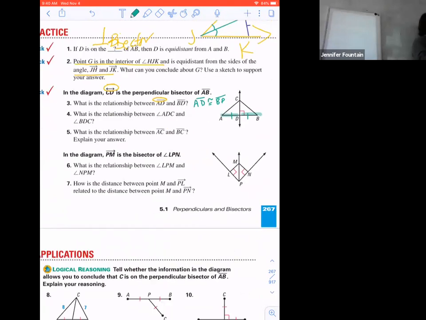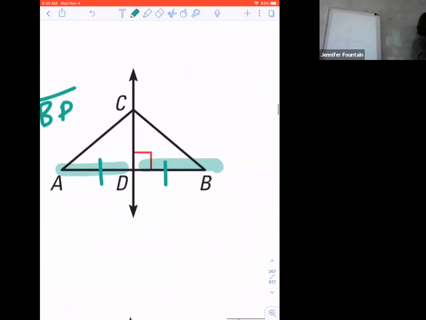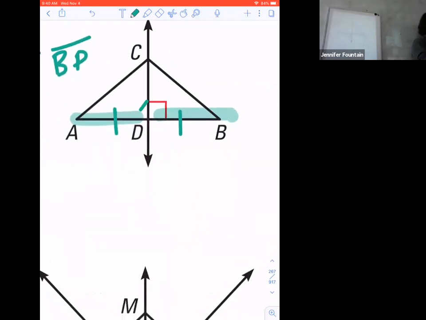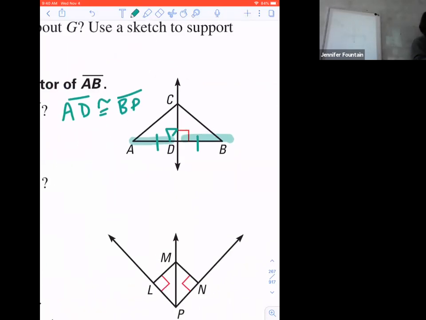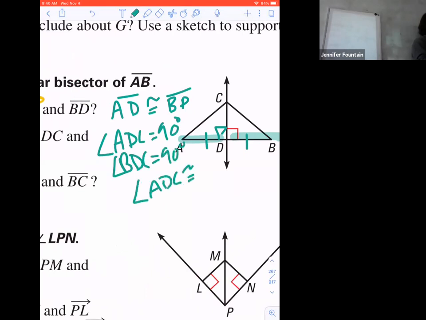Now it says, what is the relationship between angle ADC and angle BDC? Good, they're both going to be 90-degree angles. So we know that angle ADC equals 90 degrees and angle BDC equals 90 degrees. Therefore, angle ADC is congruent to angle BDC.